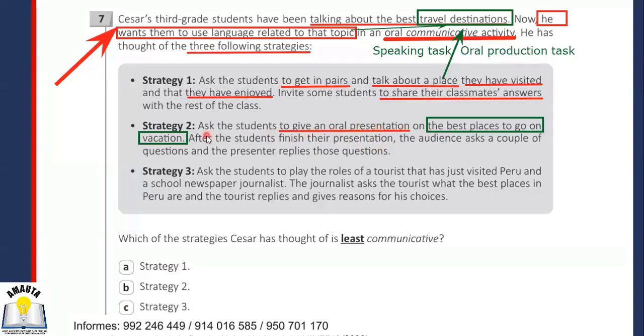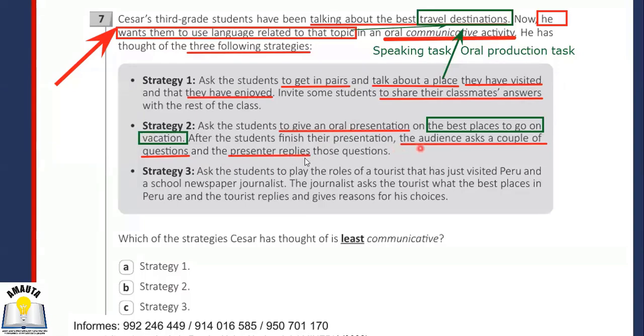So the strategy says, ask the students to give an oral presentation, and after the students finish their presentation, the audience asks a couple of questions. So the other students that are part of the audience formulate two questions for each presenter, and the presenter, of course, replies.